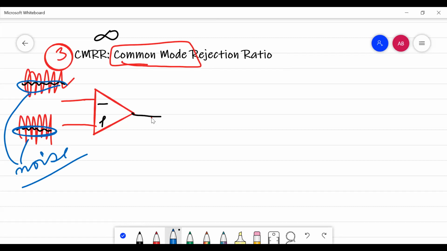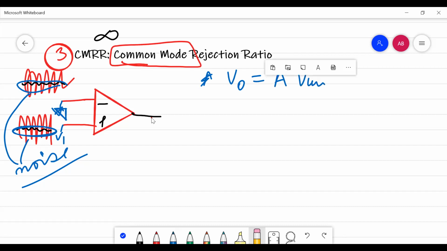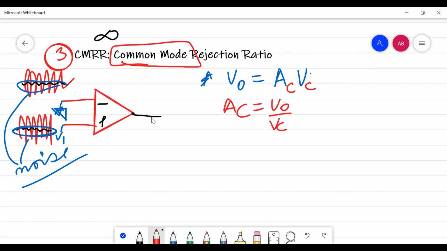So to define your CMRR, let's say that you have applied the same signal V1 here and V1 here, along with the noise. You know that your output V0 is equal to gain times the input that you have applied. Let's say in this case, you have applied a common mode input defined as VC. So now let's term this gain as the common mode gain. So AC will be equal to V0 upon VC. Now we come on to your differential input. Let's say that you have applied V1 here and V2 here.